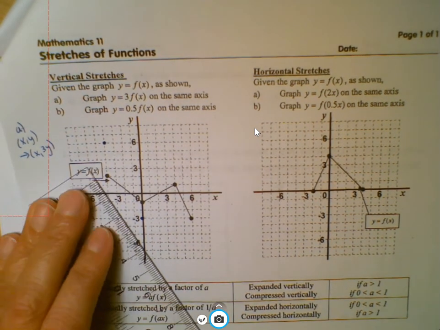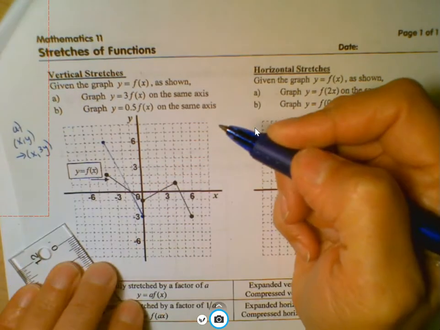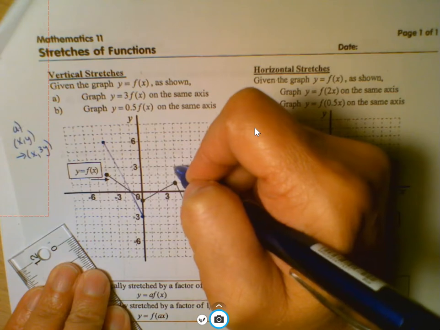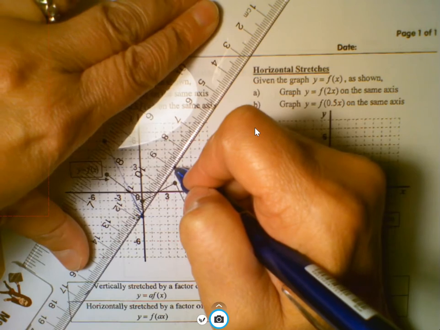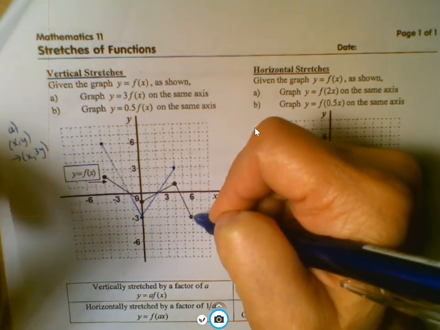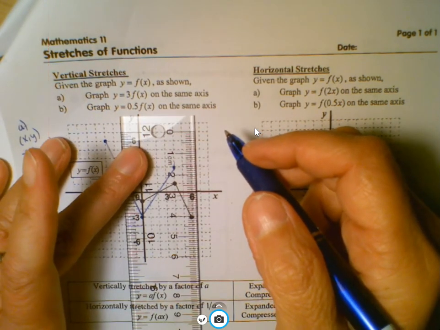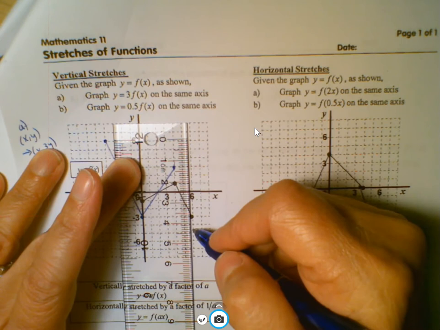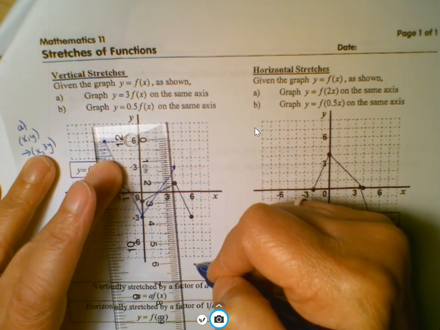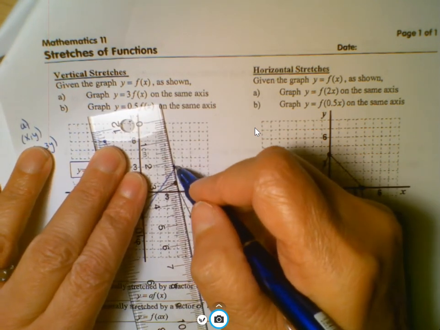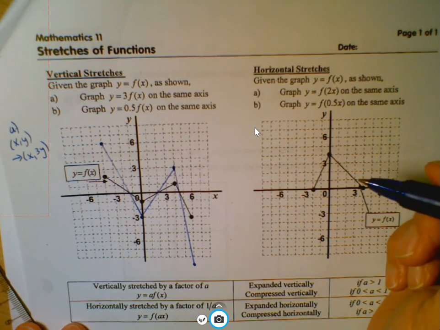I'm just going to connect these as I go so I don't lose track of the points I'm putting on here. This is the point (4, 1). That's going to become (4, 3). And this is the point (6, -3). That point's going to become (6, -9). So I am going to end up going off this grid. So that's 1, 2, 3, 4, 5, 6, 7, 8, and I'll just go one more over here to there. Okay, and you can see a similar shape, but not exactly.